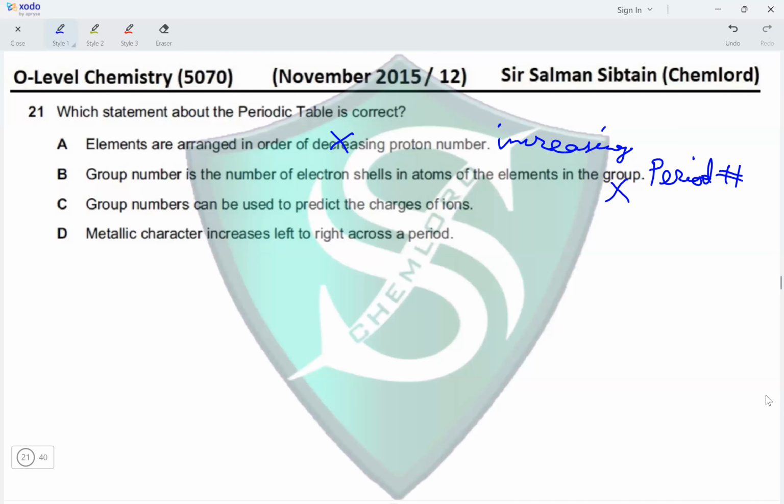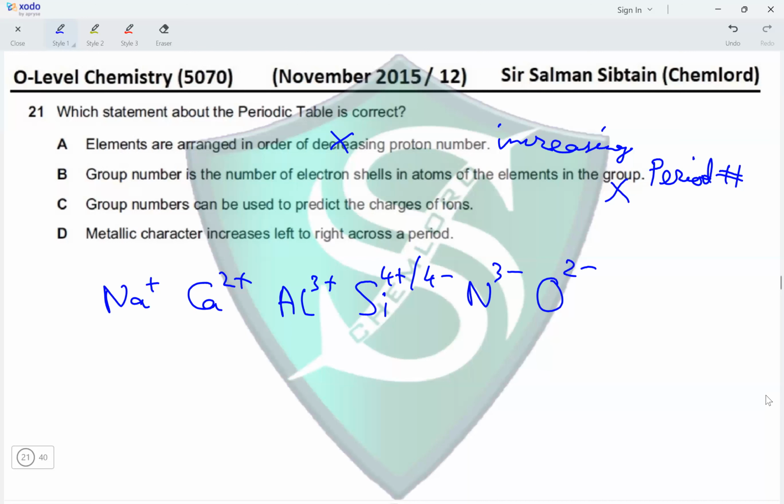Next, group number can be used to predict the charge of ions. Yes, a group 1 element has a charge of +1, a group 2 element has a charge of +2, a group 3 element has a charge of +3, a group 4 element may have a charge of +4 or -4, a group 5 element has a charge of -3, a group 6 element has a charge of -2, a group 7 element has a charge of -1, and a group 8 or group 0 element has a charge of 0. So this is correct. Metallic character increases left to right across a period?